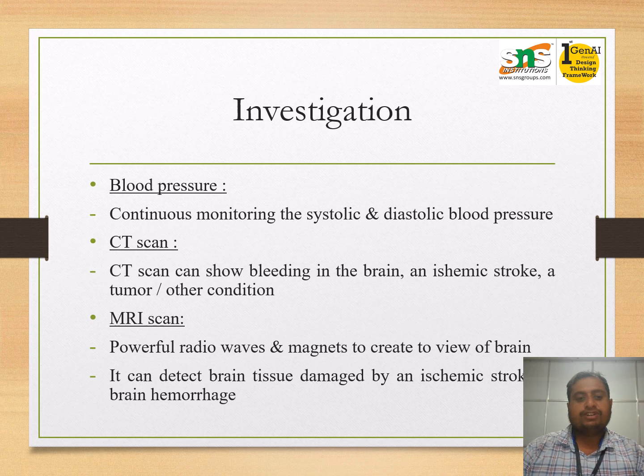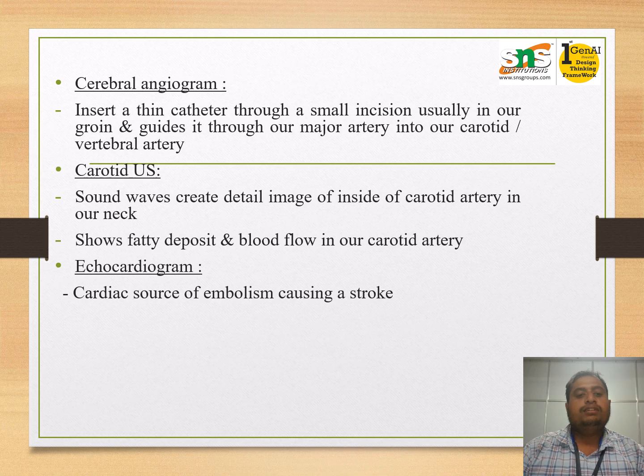We have to do investigations for blood pressure, with continuous monitoring of the systolic and diastolic blood pressure. It may be because of a hemorrhagic stroke. Then we should go for a CT scan or MRI. It clearly shows which part of the brain is affected by the stroke. Then we go for the cerebral angiogram. A small incision, usually in the groin, guides a wire through the carotid artery and vertebral artery. A thin catheter inside shows where the block is. Then the carotid ultrasound, then the echocardiogram, if the source is from the heart.